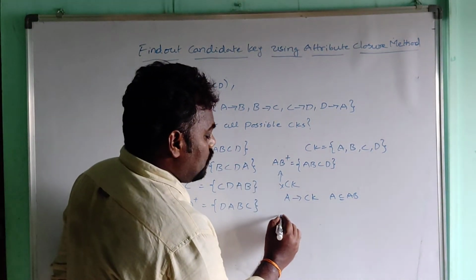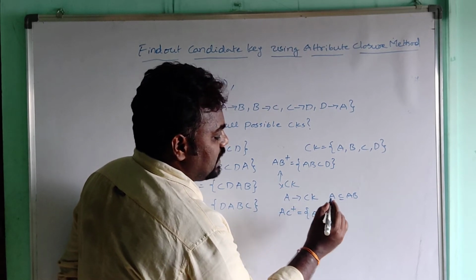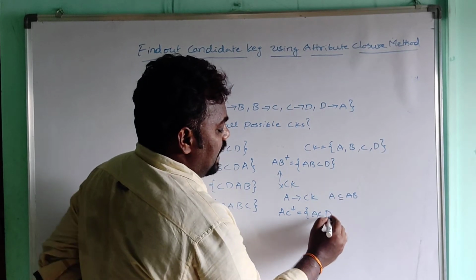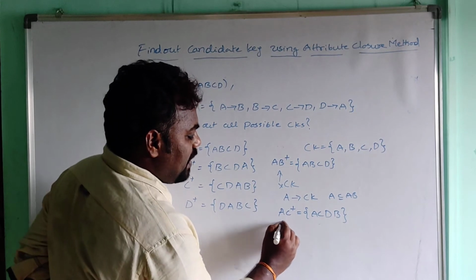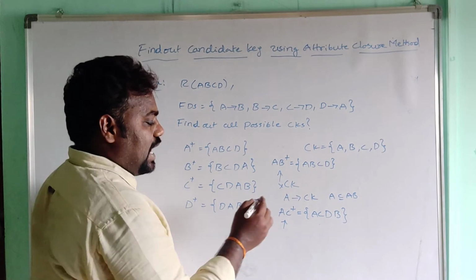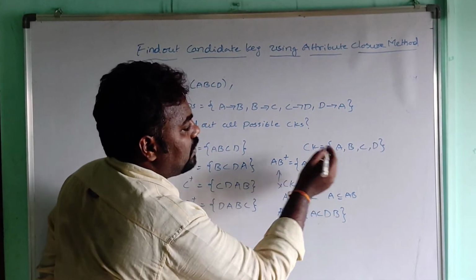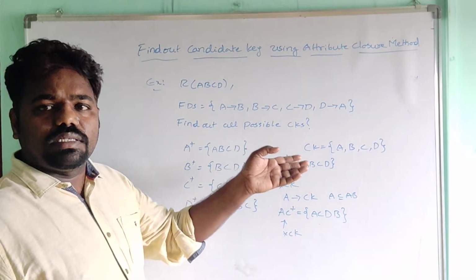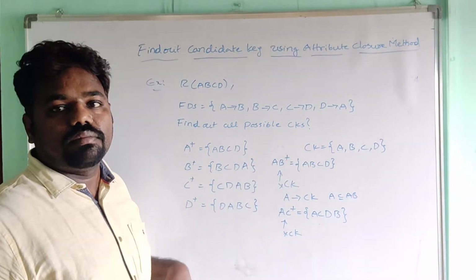Like that we can also determine by using AC plus. AC determines AC and C determines D, D determines A, A determines B. Here AC is also not a candidate key. Why? Because the subsets of AC, A and C, are candidate keys of the relation.